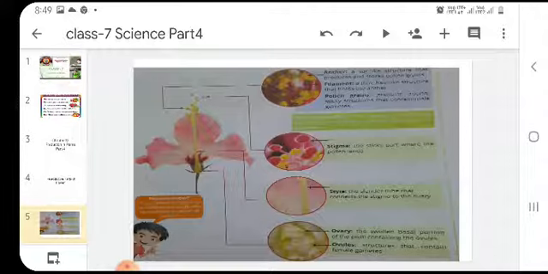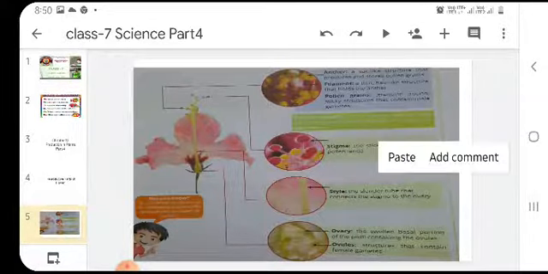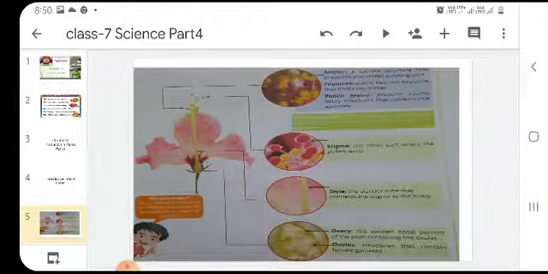Pistil or carpel, what is it? The female reproductive part that consists of the stigma, the style, and the ovary is known as the pistil. You can see here the picture of the stigma, the sticky part where the pollen lands, and the style is the slender tube that connects the stigma to the ovary. What is the ovary? The swollen basal portion of the pistil containing the ovules. And what are ovules? Structures that contain female gametes.